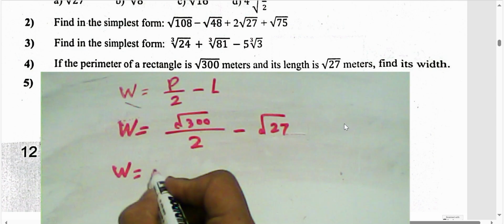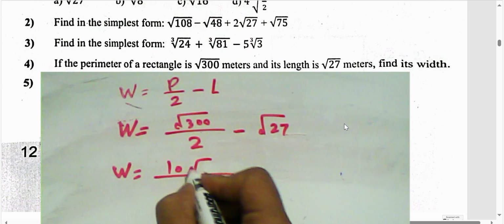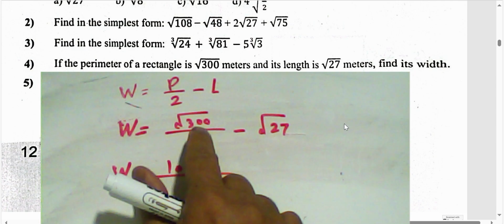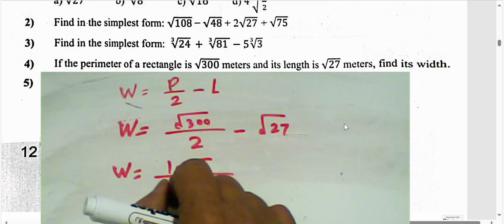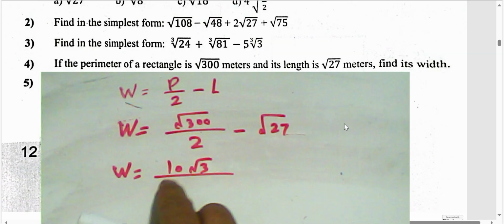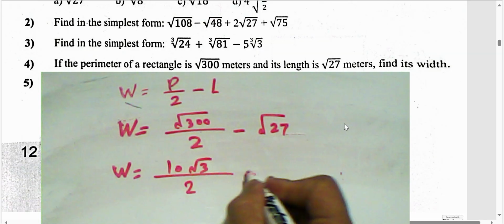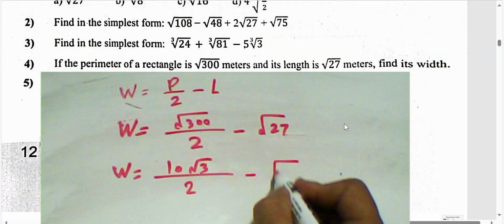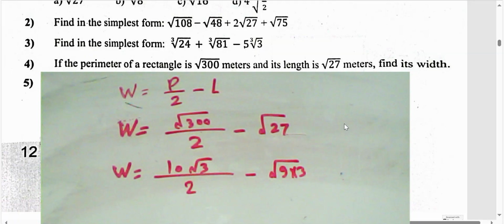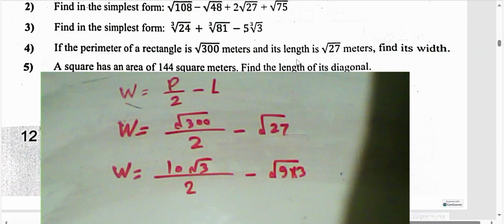Then the width equals the square root of 300, which equals 10 root 3, because 300 equals 3 times 100 and the square root of 100 is 10. Then 10 multiplied by root 3 over 2, subtract the square root of 27. It will be 9 times 3. We can complete here: 10 divided by 2 equals 5.